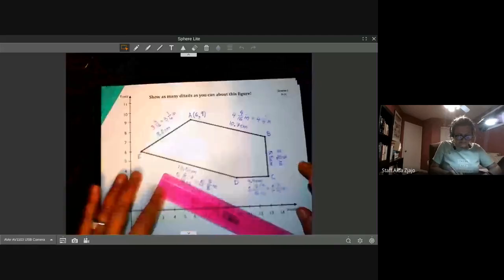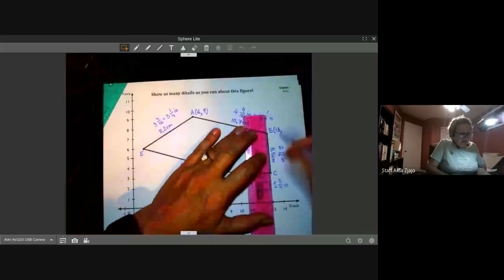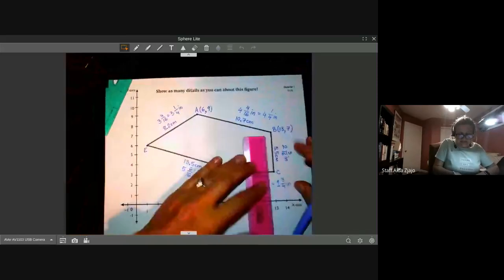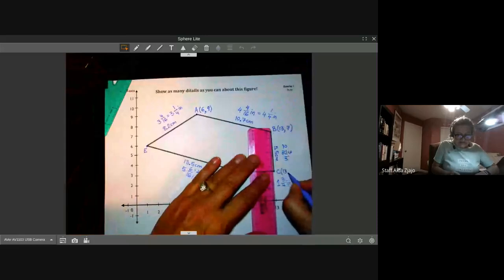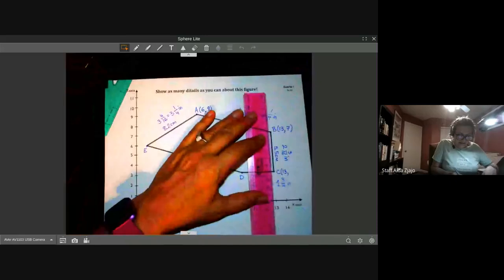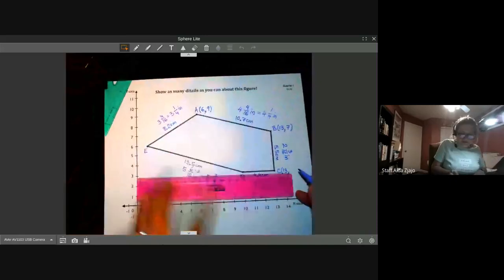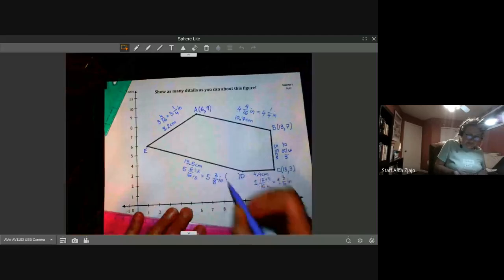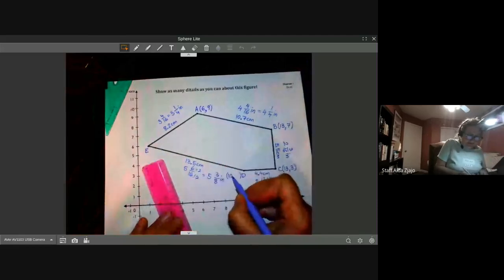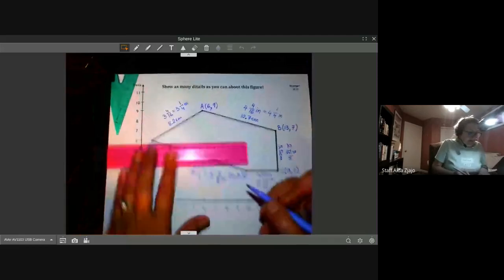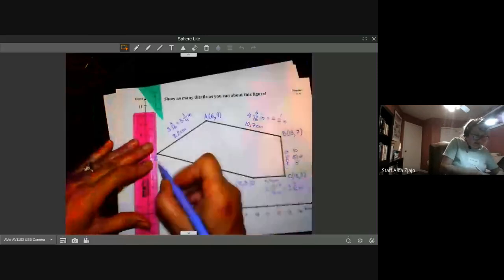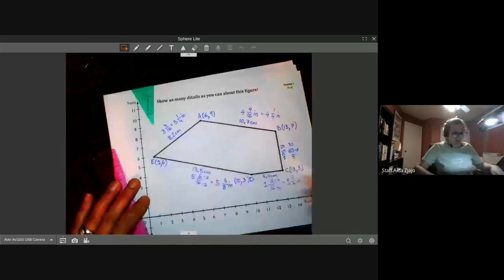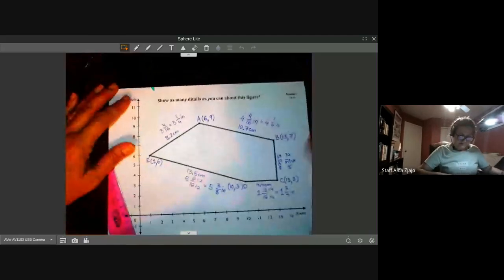And then for B, x is 13 and y is 7. For C, x is the same as B, 13, because they're on the same line segment, and y is 3, which is the same for D. I can put it on this side because I don't have room, but that's okay. D's x is 10 and y is 3. And finally E, x is 1 and y is 6. So that's another way to find the coordinate pair.